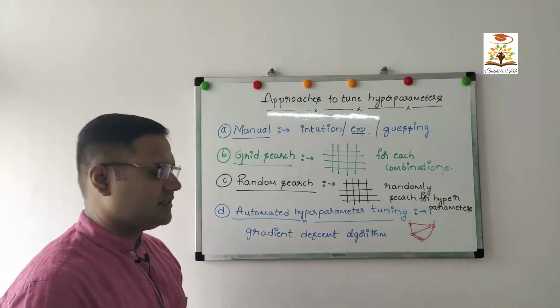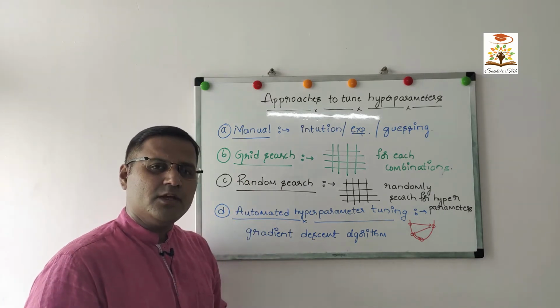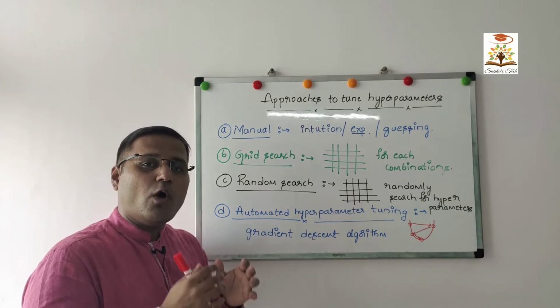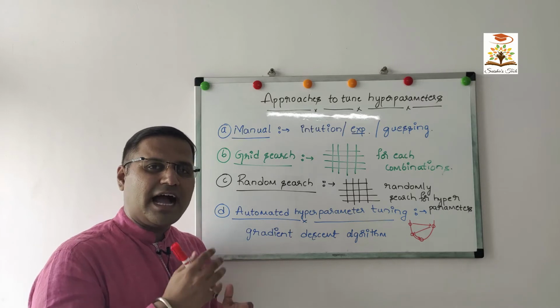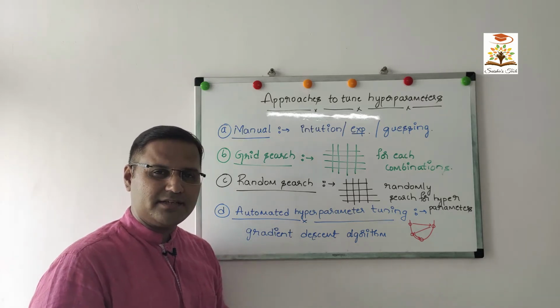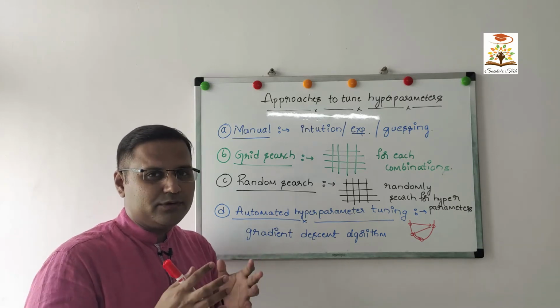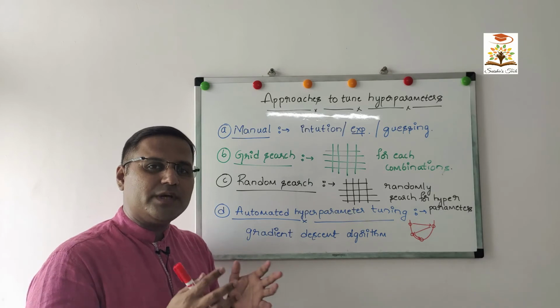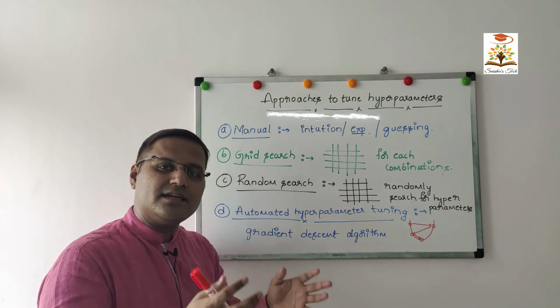Similarly, grid search. Here, you build a grid or mesh of all the combinations of hyperparameters. And for each of the combination of hyperparameter, you build the model and you test it. You repeat this process until you get your satisfactory results.